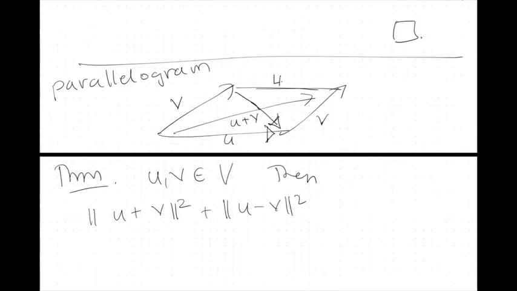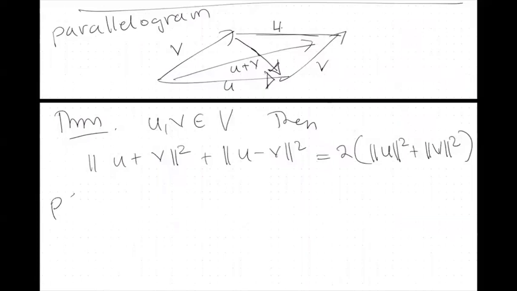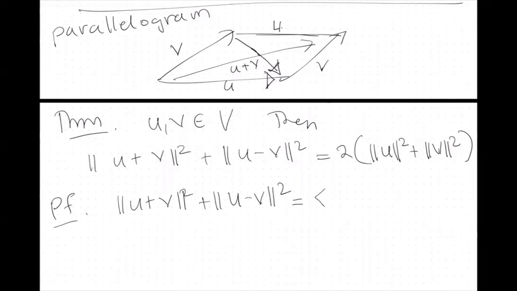If you take the square of one diagonal, add it to the square of the other diagonal, this is just equal to the squares of each side. So the square of one side is the norm of u squared, and the other side is the norm of v squared. And of course, we get two of them. The proof here is easy expansion. So you get the norm of u plus v squared plus the norm of u minus v squared.